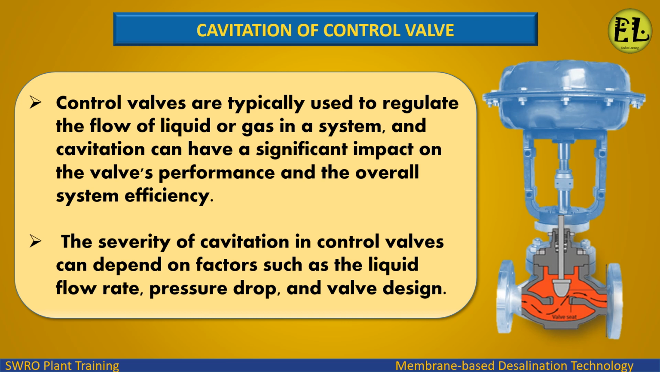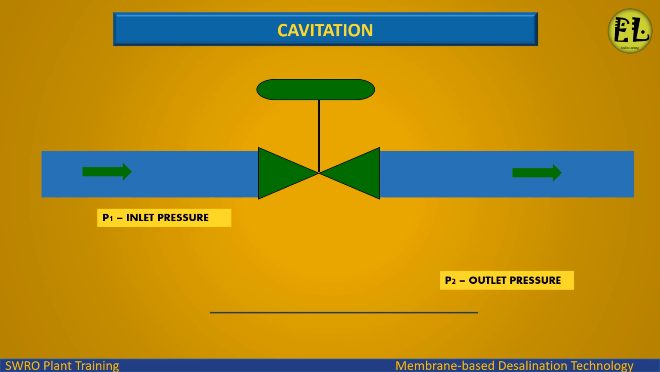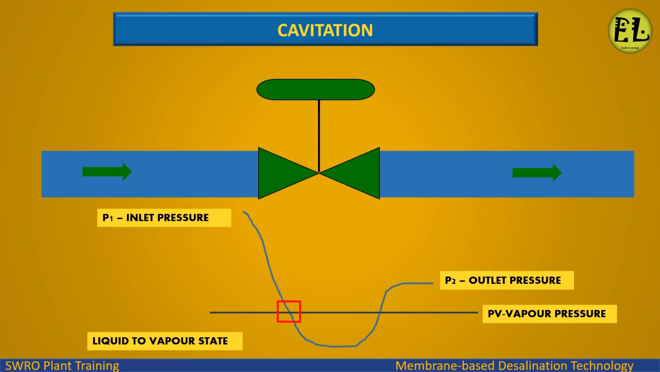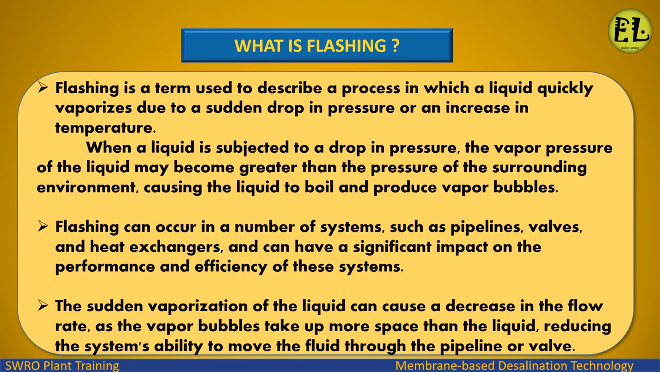valve design. When process liquid flows through a control valve, where P1 is inlet pressure and P2 is outlet pressure, when a liquid is subjected to a drop in pressure, the liquid quickly changes state from liquid to vapor and produces bubbles. Then it changes from vapor back to liquid when pressure increases above vapor pressure, which causes erosion and damage to the valve. What is flashing?